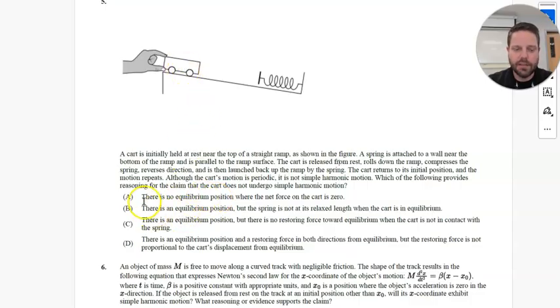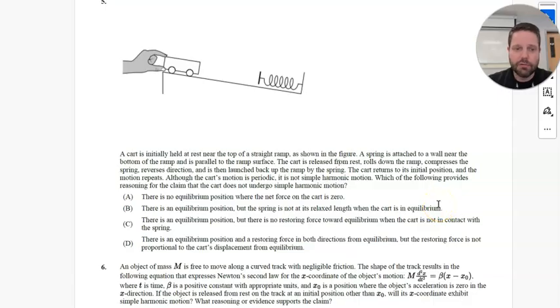And so as we're looking at this, we'll do process of elimination. A says there's no equilibrium position where the net force on the cart is 0. Is there no equilibrium position? That's not true. There's going to be one right down here where the mg sine theta downhill component is equal to the spring force back up. So at some compression, there will be an equilibrium position. So A is not correct. B says there is an equilibrium position, but the spring is not at its relaxed length when the cart is in equilibrium.